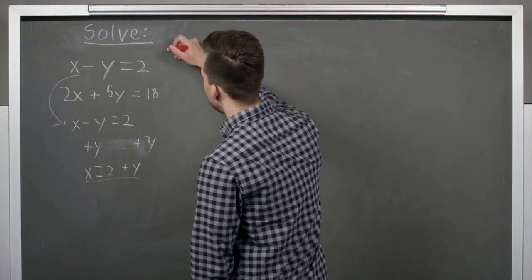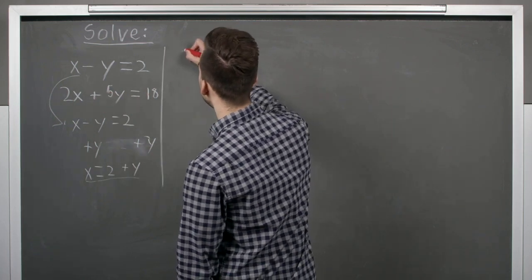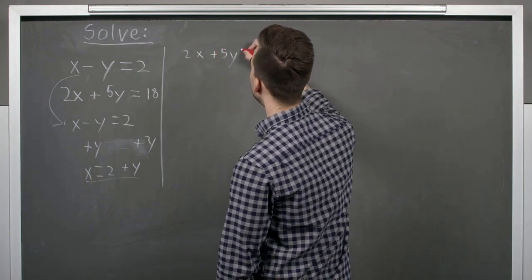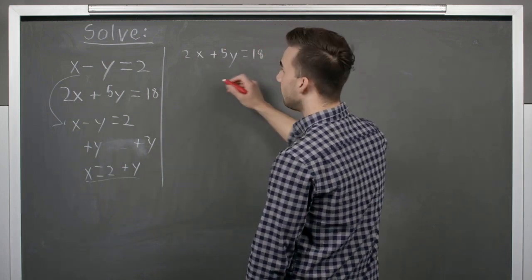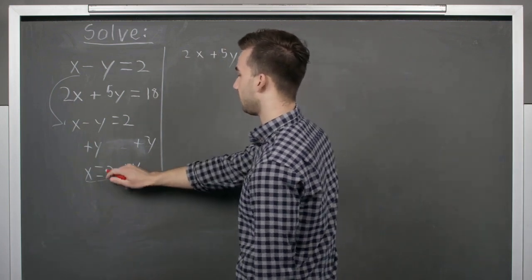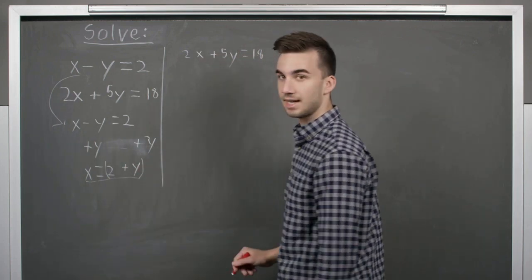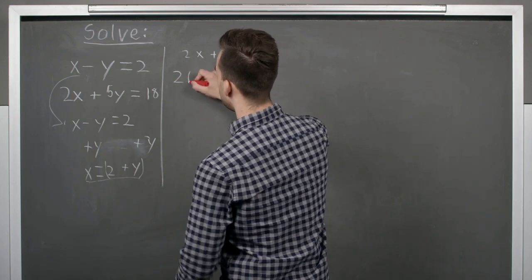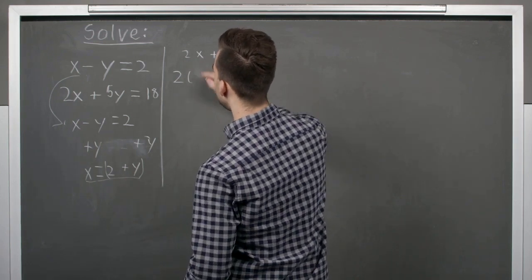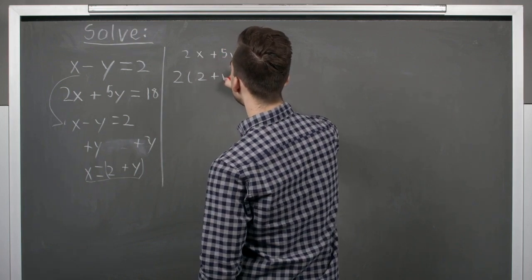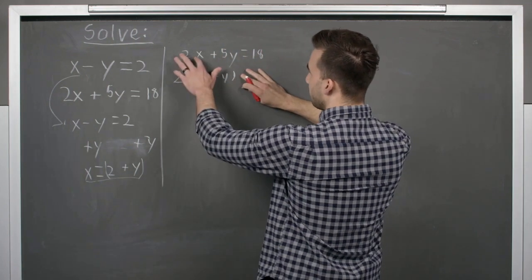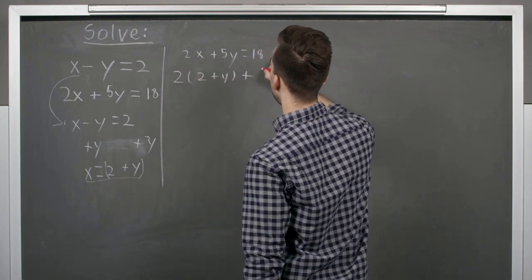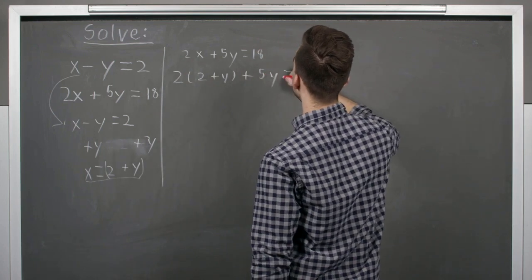So how do we do that? Well, let's bring this equation over: x plus 5y is equal to 18. And then we just want to plug in our expression for x that we solved for in the other equation. So 2 times our x here, 2 plus y. Do you see how we did that? We replaced the x with what x is equal to. Okay? And then plus 5y is equal to 18.